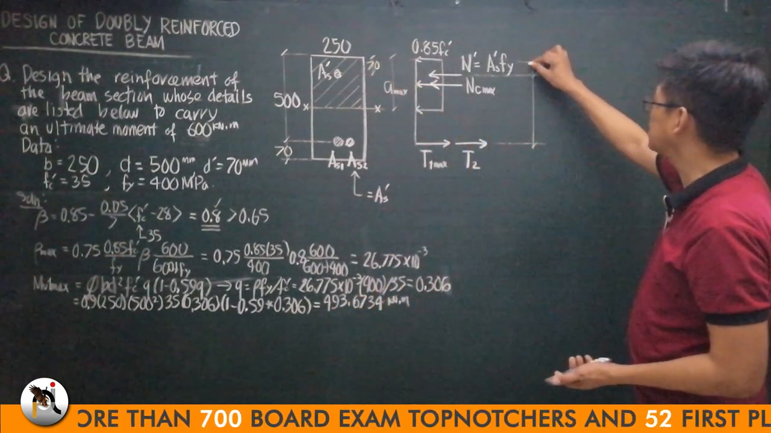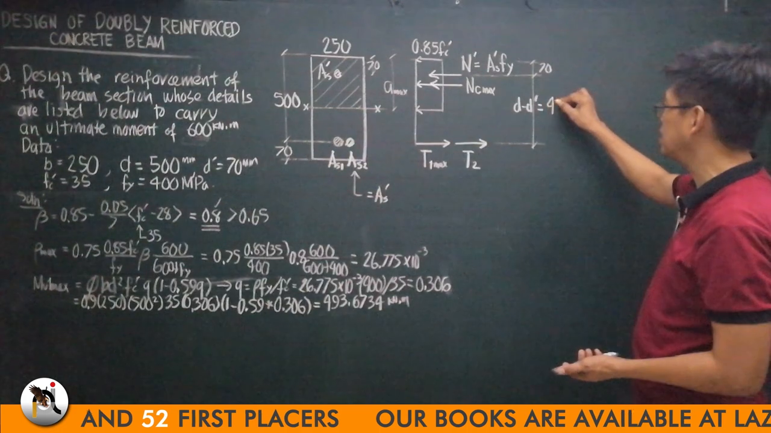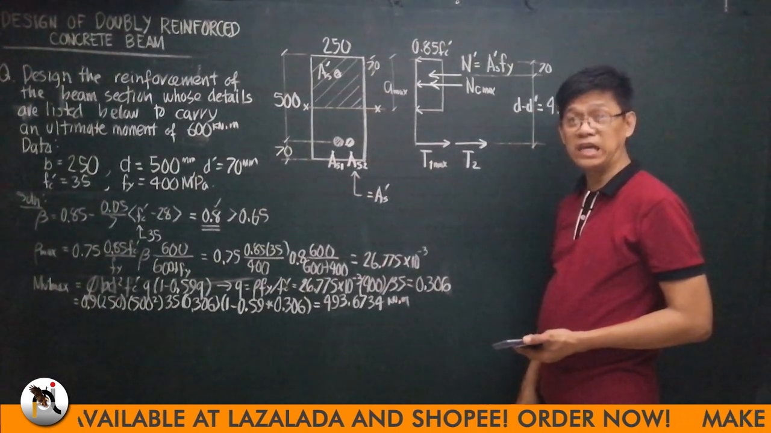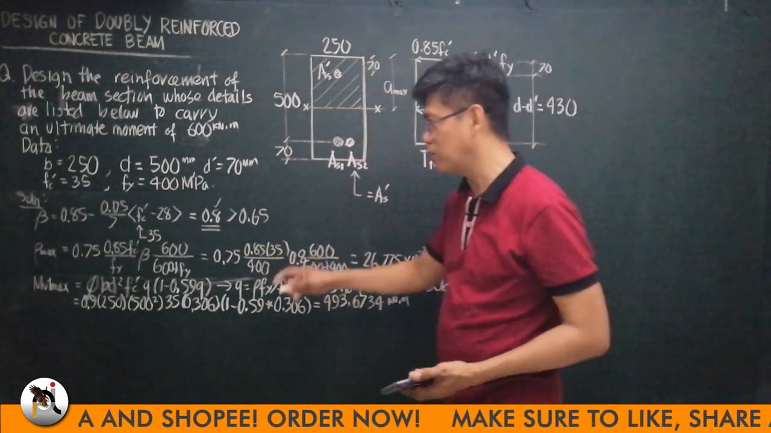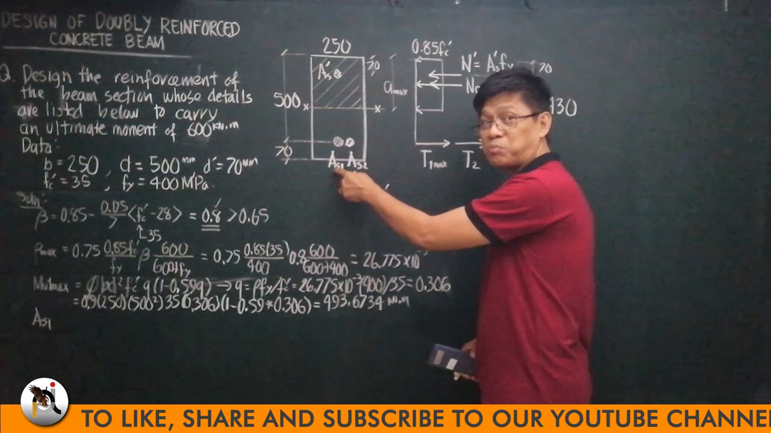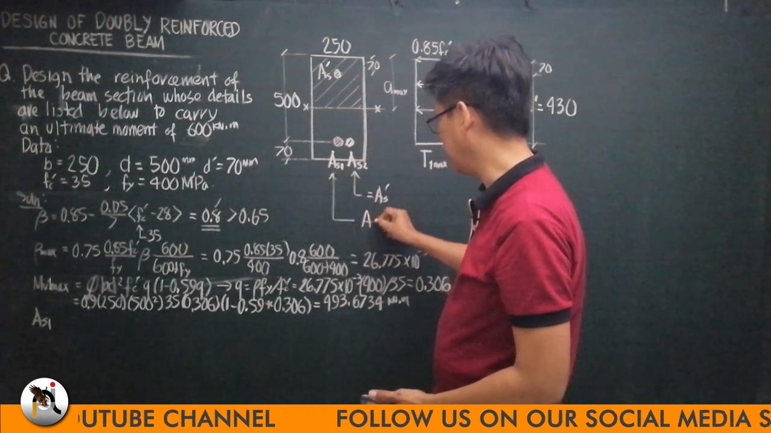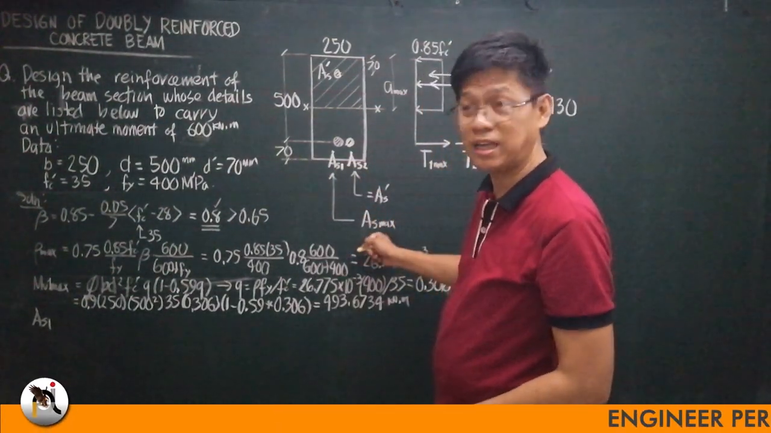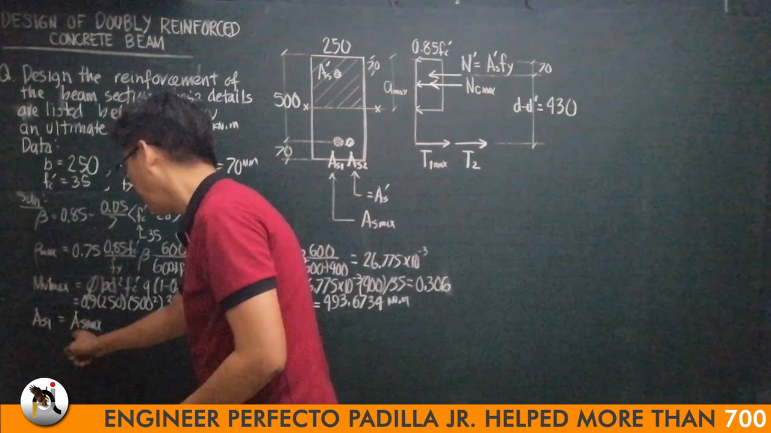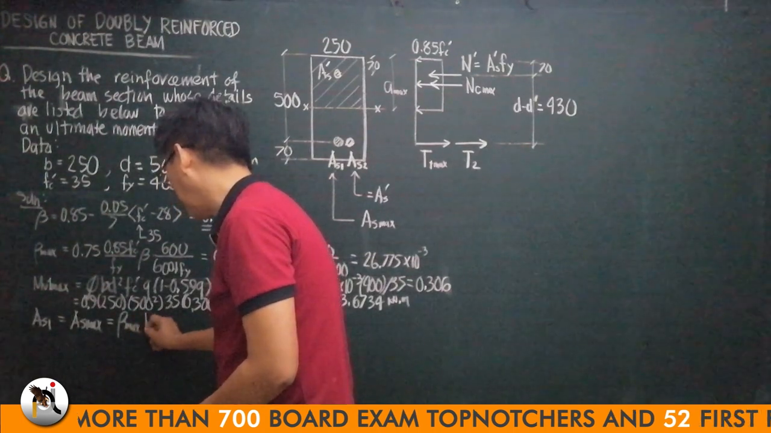So if this is 70, this is D minus D prime. 500 minus 70, this is 430. So we need here our AS prime. Meanwhile, let me solve first AS1, the area corresponding to AS max. So AS1 is AS max, the area corresponding to rho max. This is AS max for a single reinforced beam, and this is equal to rho max times BD.